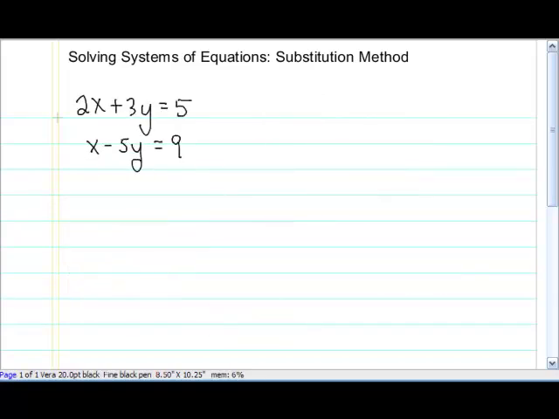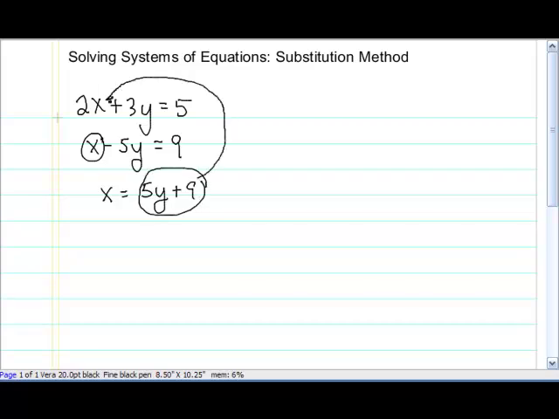In our last example, neither of the two equations is solved for a letter. So if we want to use substitution, we have to pick one of the equations and solve it for a letter. The easiest one is going to be to solve to get this x by itself. So we get x equals 5y plus 9. We can now substitute that into the other equation for the x. So we don't always have to substitute for y.